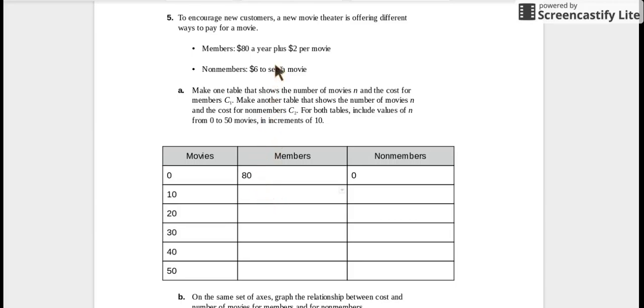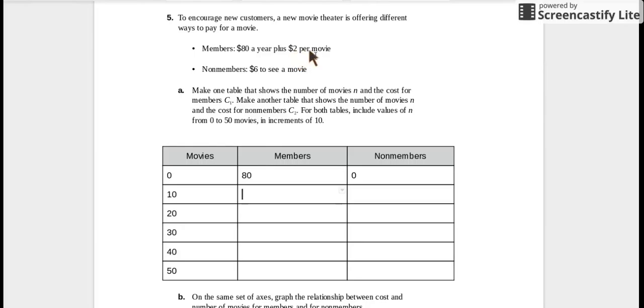Now, a lot of people wrote down 82 for this next one. And that's because they were thinking after paying the $80, one movie is $2. So you just add 2 to that, which gives you 82. But that is not the case because we're going up by 10 movies. If this was 1, then yes, your answer would be 82. But it's 10 movies. So we got to think about this.